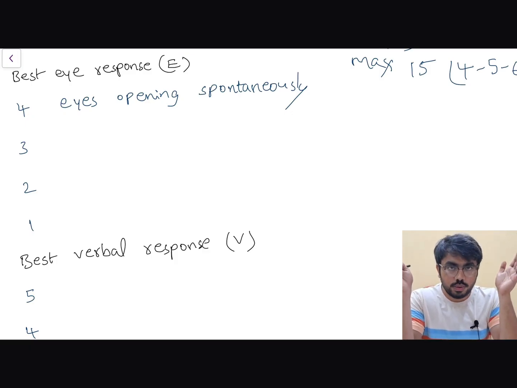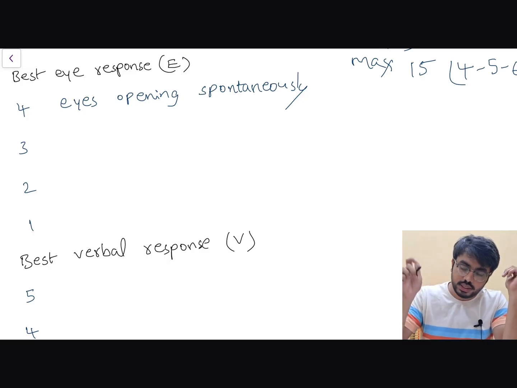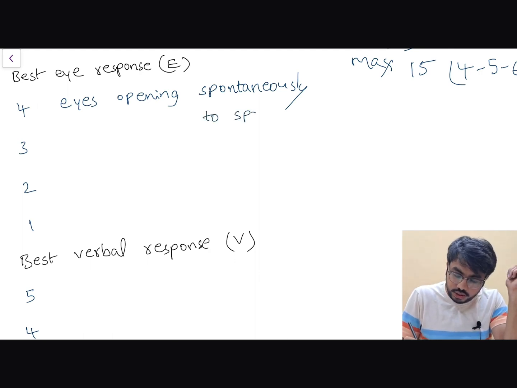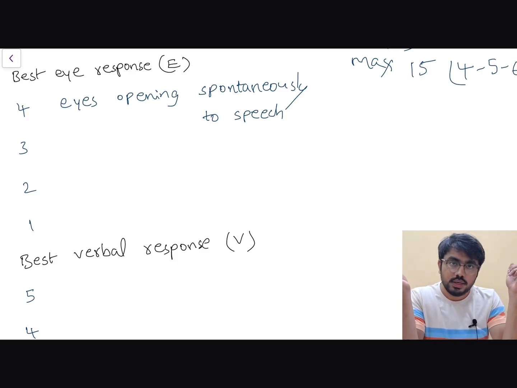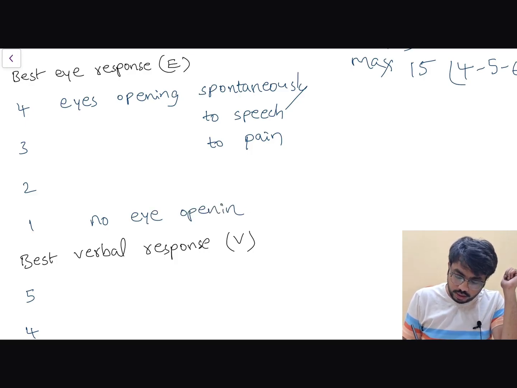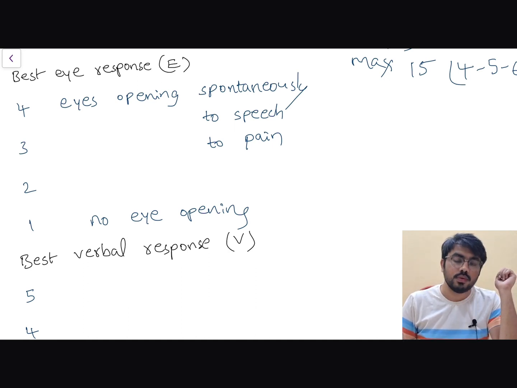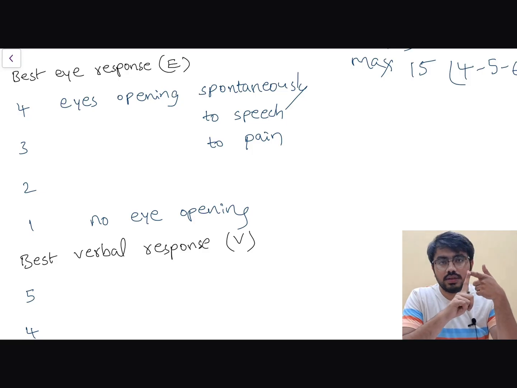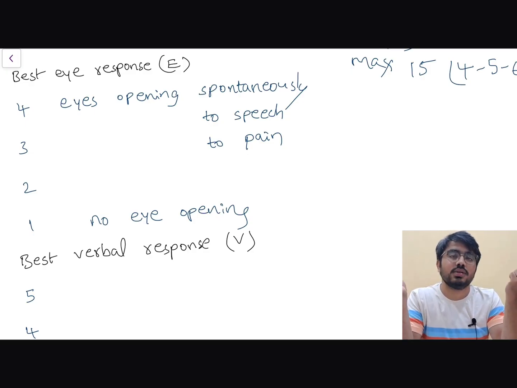First, when to give 4 points: if he can open the eyes spontaneously. When to give 3 points: if he is opening eyes to speech. Means if I say something, the patient has an eye response. He can open eyes when I am talking to him, then 3 points. Now he's opening eyes to pain, then 2 points. If there is no eye opening, then I have to call it a 1. So eye opening is divided into 4. If he can open the eyes spontaneously, it is 4. If only to speech, it is 3. If to pain, it is 2. If he cannot open the eyes at all, it has to be 1.